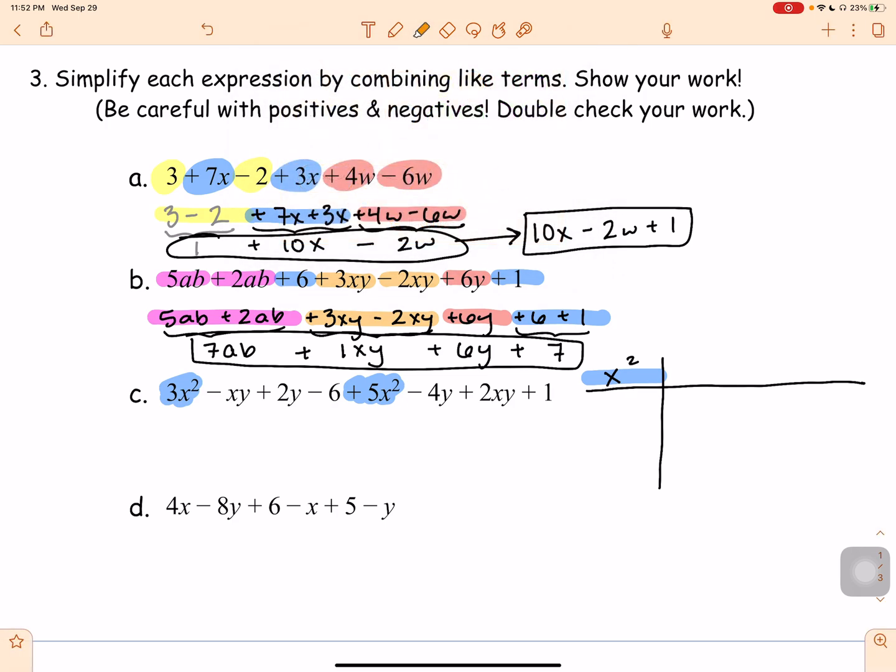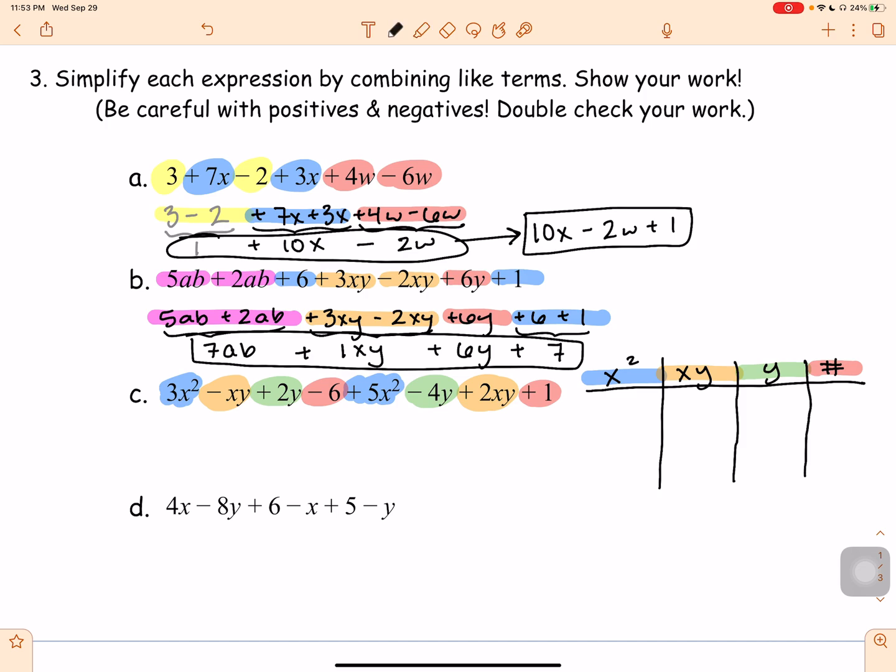And then she saw negative xy's, for example. And then here's a positive 2xy. So these terms here are going to be the xy's. She drew a line here. And then she saw that we had y terms, 2y and negative 4y. So then she wrote y here. Just saying that those are the y terms, right? And then for the numbers, here we have negative 6 and positive 1. So she just wrote a hashtag number sign, like that.